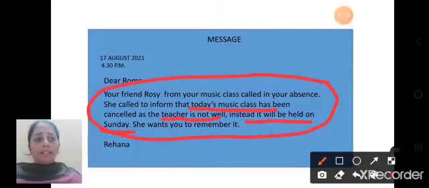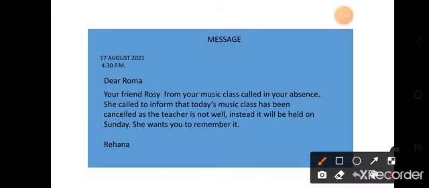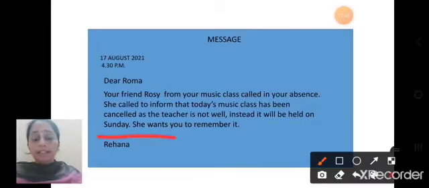And then once that is done, a line over here is left, and then the sender's name is written over here. So who is the sender over here? It is Rehana. So Rosie had a message for Roma, but Roma was not available. So what did Rosie do? Rosie passed on the message to Rehana. Rehana was supposed to leave for her dance class, so she wrote a message for Roma and she informed her.